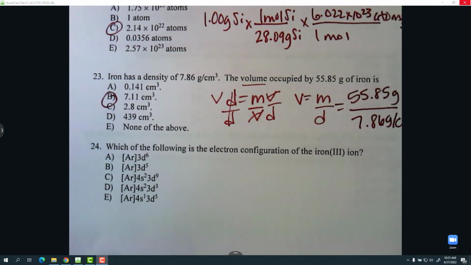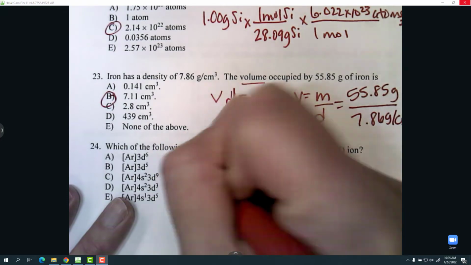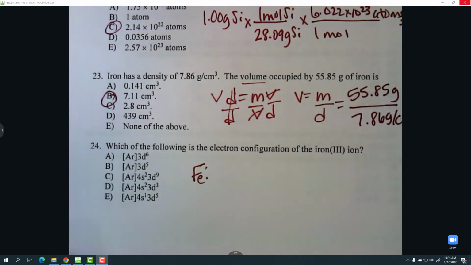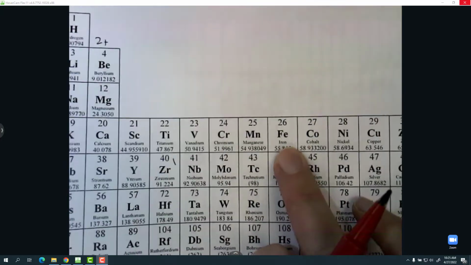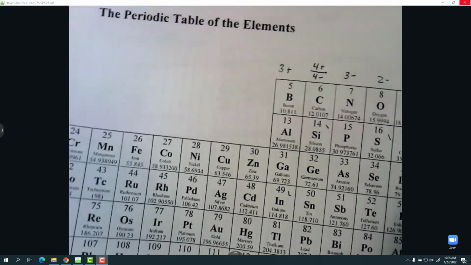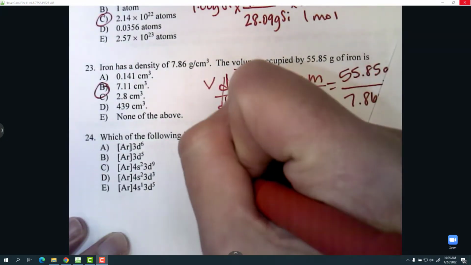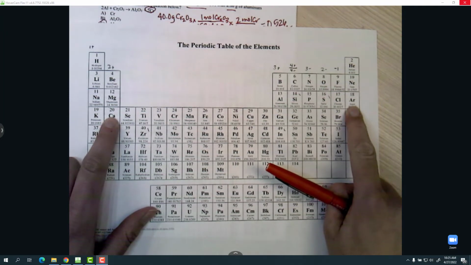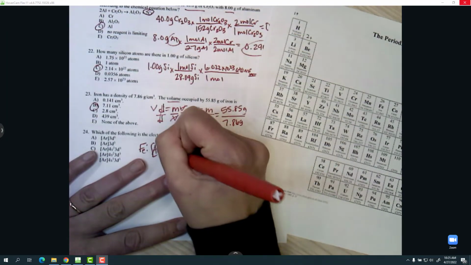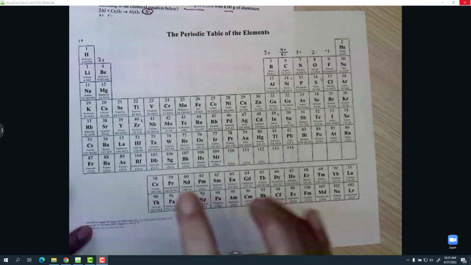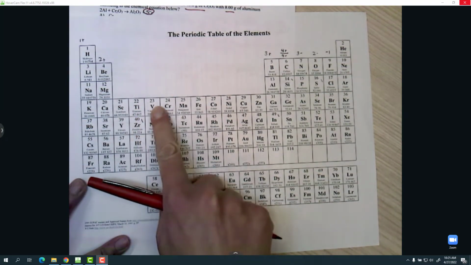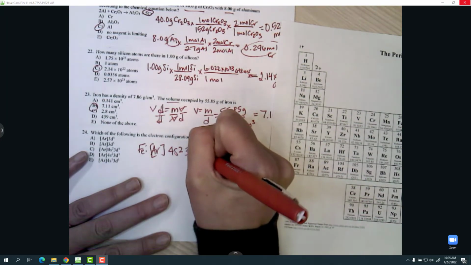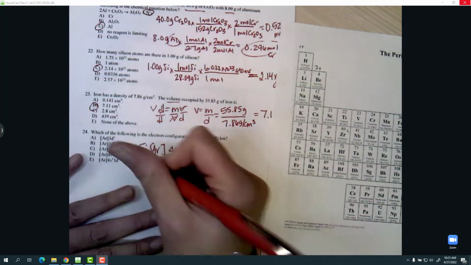All right, electron configuration for the iron ion. First I'm going to do the electron configuration of iron, not fluorine. So iron, the noble gas before it is argon. So argon, and then I'm at 4s2, and I go across that. And then 1, 2, 3, 4, 5, 6. So that's for just straight up iron.